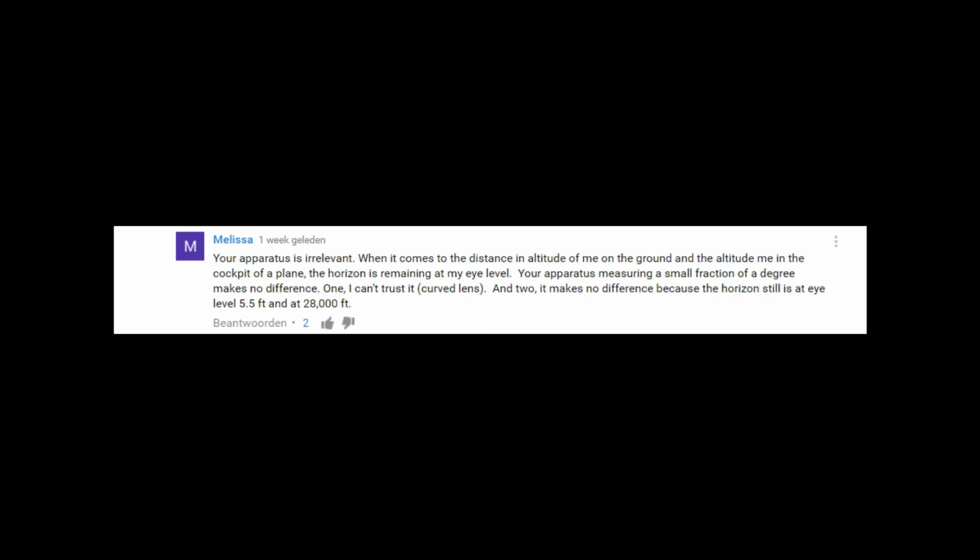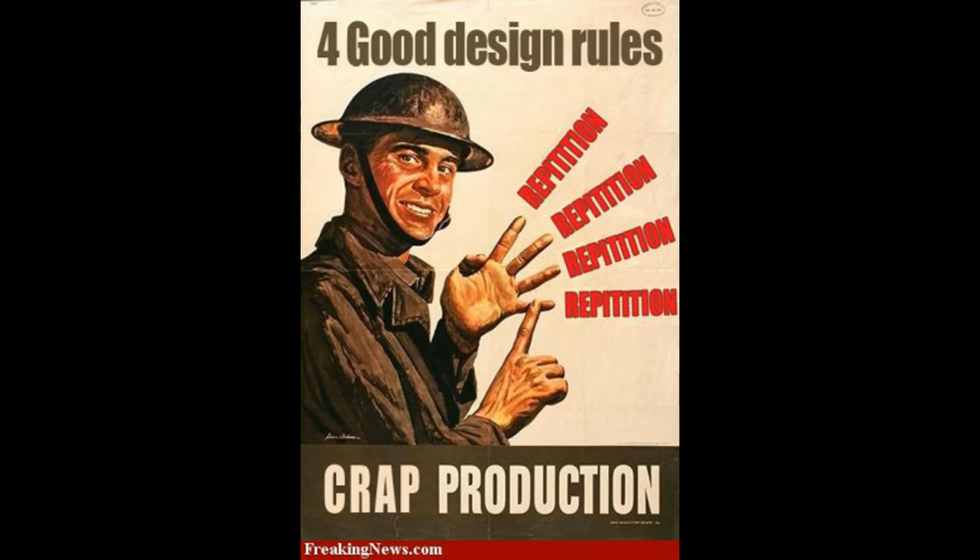This disorder is most concise with some flat earthers who are not interested in measurements with some kind of apparatus or another, because they think that a curved lens in the apparatus makes you see something that isn't there. And they trust their own eyes far better, although their eyes consist of a curved lens themselves. And by the way, the horizon is still at eye level, at 5.5 feet and at 28,000 feet, because, well, it just is. Some of these people should go into the advertisement business, where they think that the constant repetition of a lie makes it the truth eventually.